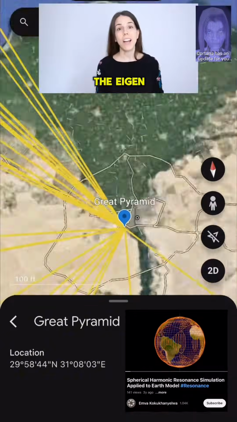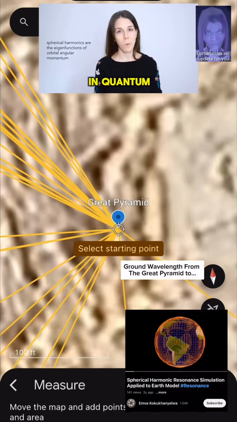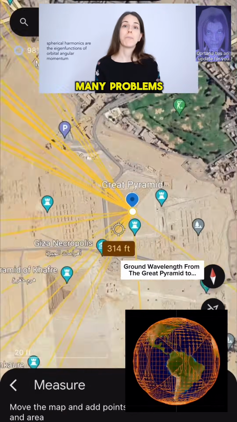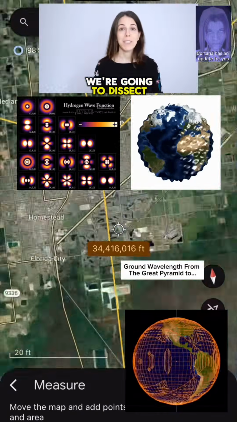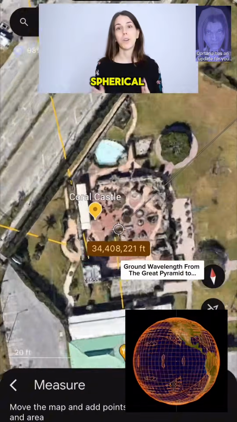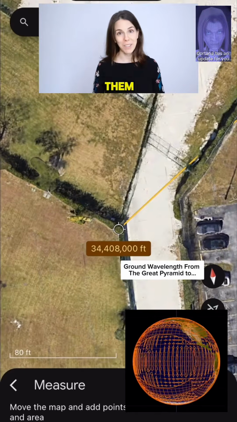Spherical harmonics are the eigenfunctions of orbital angular momentum in quantum mechanics. As such, they feature in many problems, but most importantly, they feature in the hydrogen atom. We're going to dissect the mathematical form of the first few spherical harmonics. We're also going to visualize them.